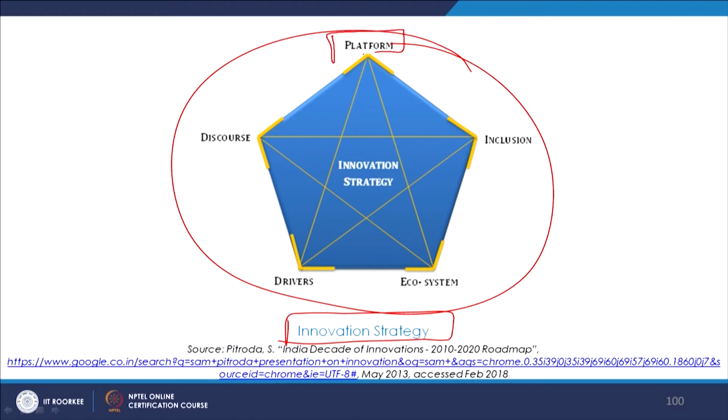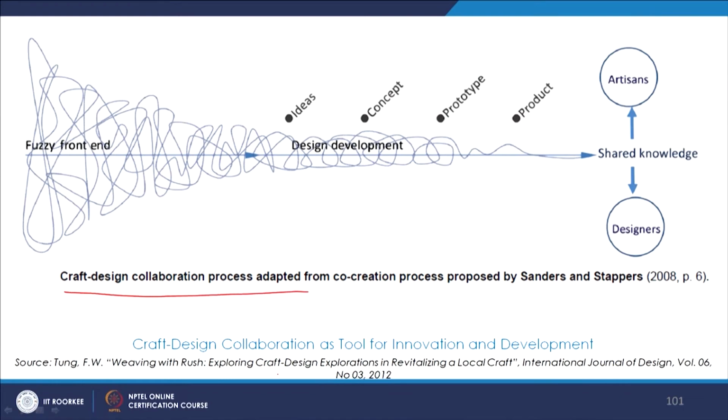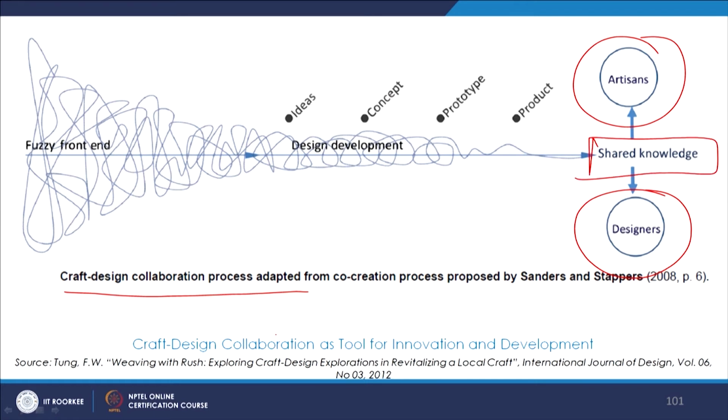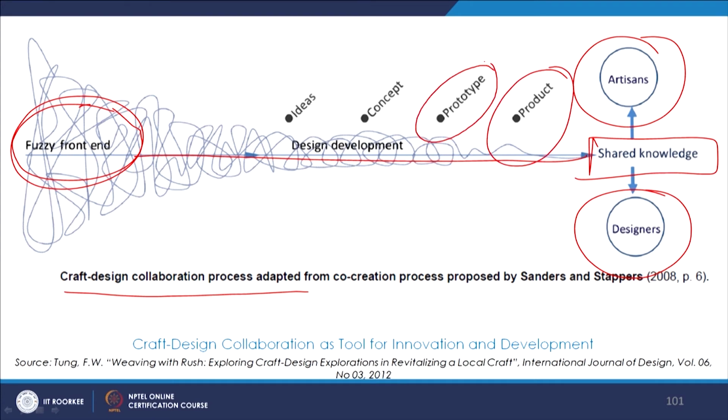strategy which has these 5 nodes: creating platform, encouraging inclusion, creating ecosystem, identifying and generating drivers for change and innovation, and then having discourse which helps establish an understanding and also disseminate all these discussions that get generated and knowledge that gets shared. So we saw this, and we saw these very interesting craft design collaboration processes where the artisan and designers work together. There is shared knowledge, and right from the fuzzy end of certain ideas, there is a certain final product or prototype which is generated towards the end through this collaboration.